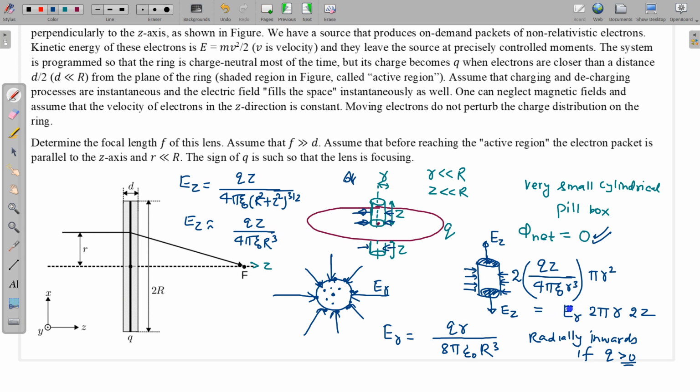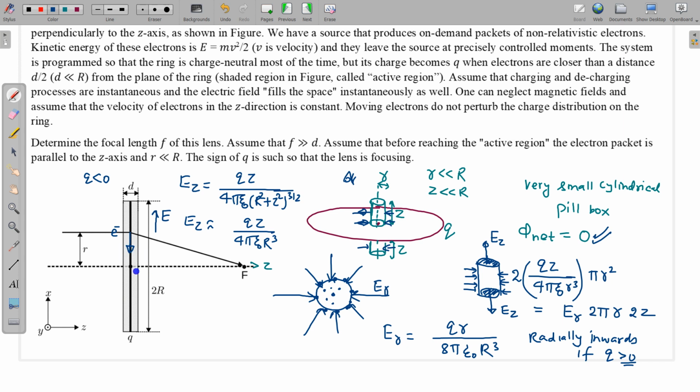Now we will see what the effect is. So let us see if one electron reaches here. Let us first see what the sign of this charge Q should be for this system to act as a focusing system. Force due to this electric field should be like this. So the force should be in the downward direction, and for the force to be in the downward direction, the electric field should be radially outwards. And for a radially outward electric field, this Q must be negative. So on this ring, the charge must be negative for this system to act as a focusing system.